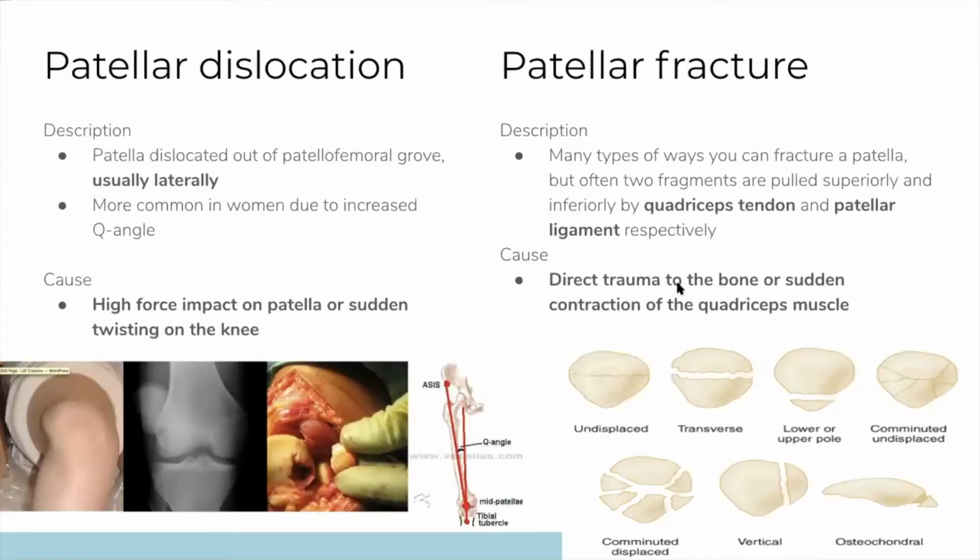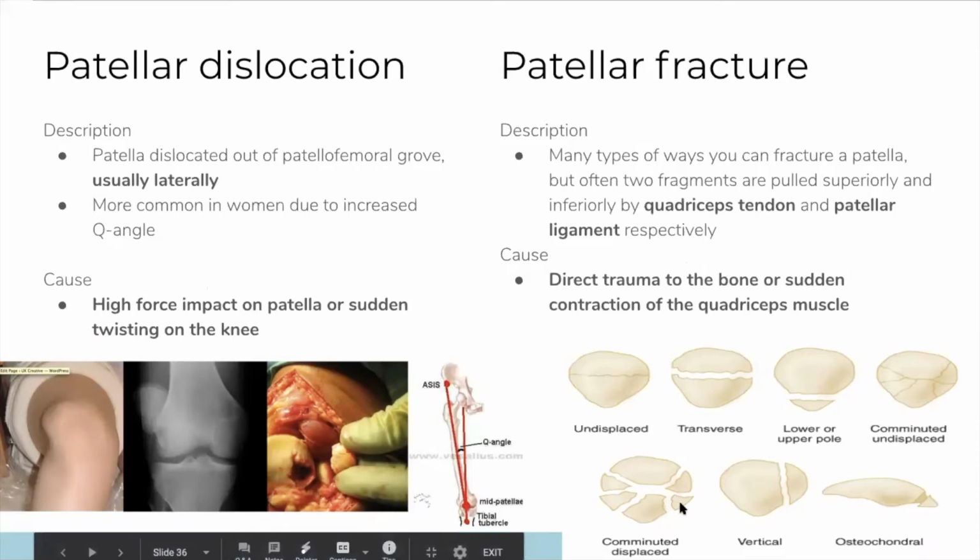Okay, so what happens when the patella is injured? This is pretty much common sense as well. Dislocation happens when there's a lot of high force impact on the patella or the knee is suddenly twisted, and usually the patella is dislocated laterally. I think this is a medial dislocation, but you can kind of see the effect over here. It happens in women more commonly because we have a greater Q angle, which you can see in this diagram here, due to the shape of our pelvises.